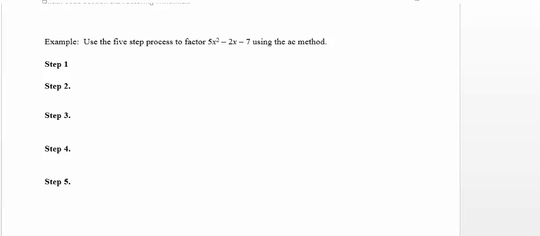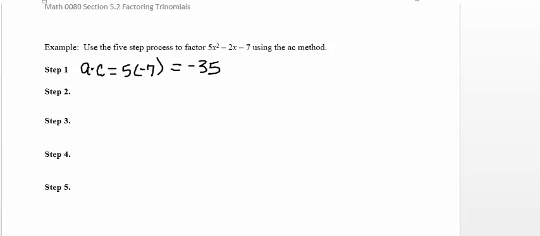So let's use this 5-step process on 5x squared minus 2x minus 7. And let's use the AC method. A times C is 5 times negative 7, which is negative 35. So I need two integers that multiply to give negative 35. And those same two integers have to add to give negative 2.